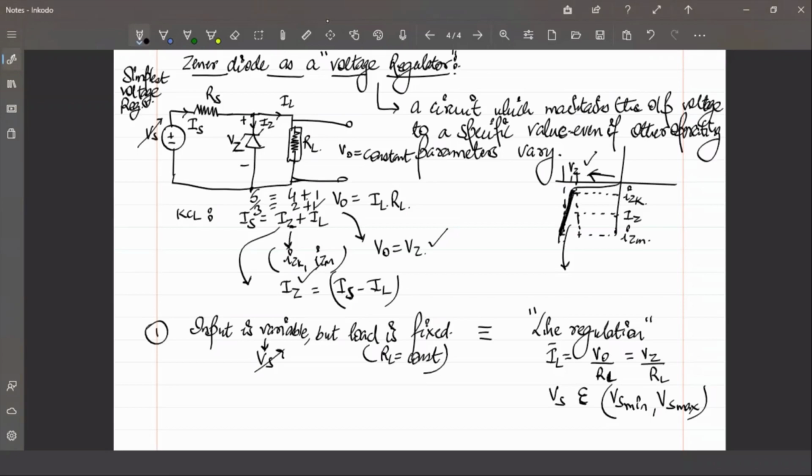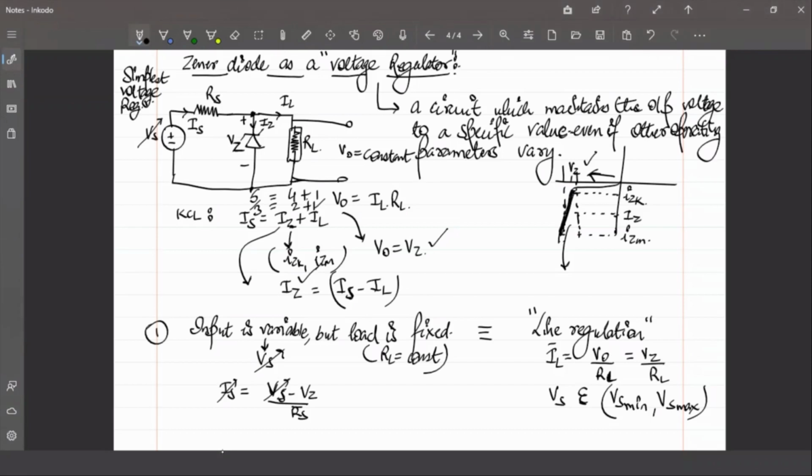Then if my source is changing, why will the source current change? What is Is basically? If I say that the voltage at this point is Vz, then Is is equal to Vs minus Vz divided by Rs. And Rs is fixed. We are not changing Rs. The only thing which is changing here is Vs. If Vs is changing, Is will change.